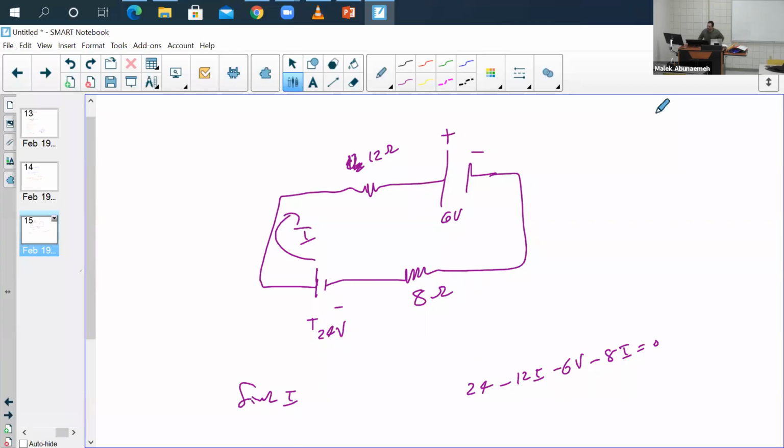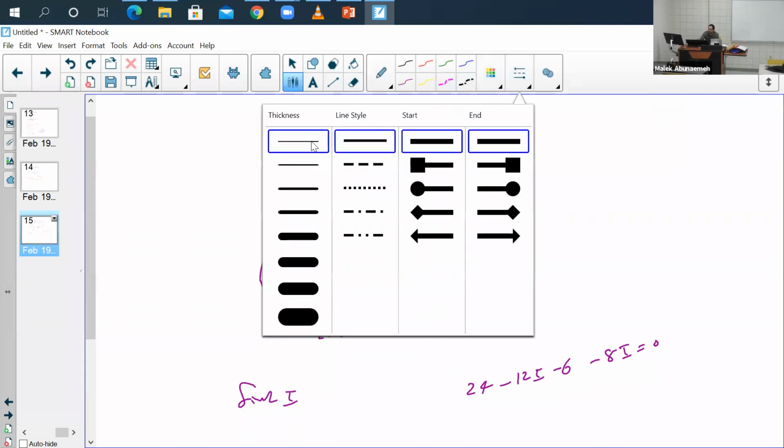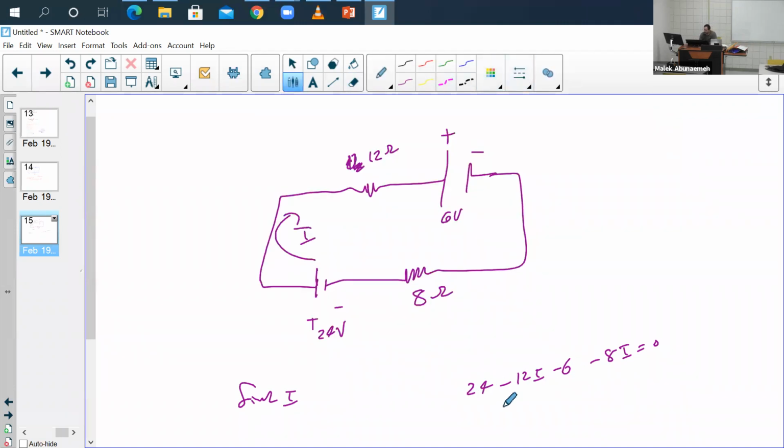All right, so we got 24 minus 12I minus 6 volts minus, actually, let me get the volts out the way so nobody gets confused, minus 8I. Again, your V equals IR, remember that. So what you have? You have 24 minus 6, which is going to be 18.